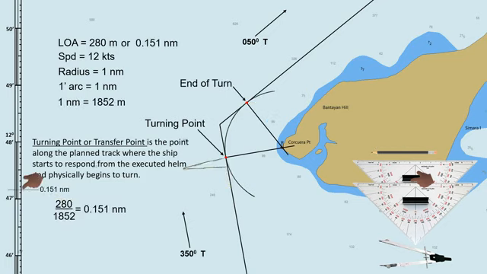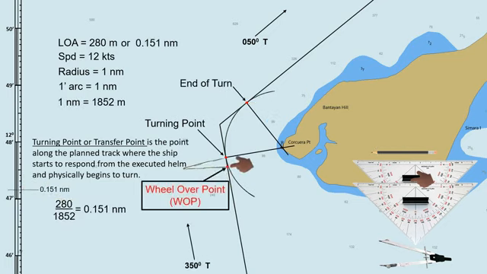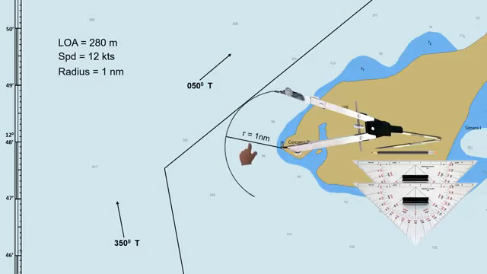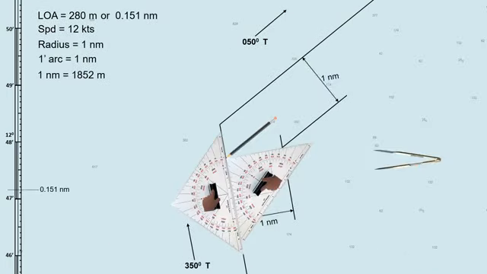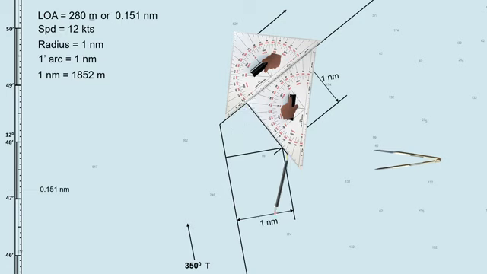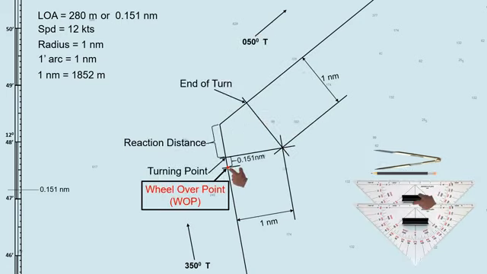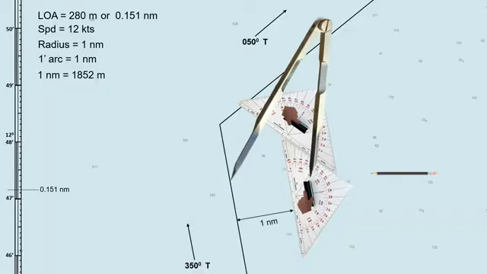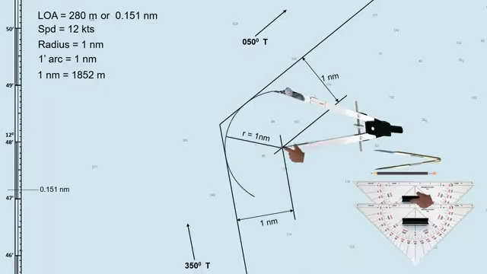There are factors to be considered to determine the wheelover point. Those are the ship's speed, turning radius, rate of turn, and the angle of the intended course change. This might be easy if you are using an ECDIS in making a passage plan, but in today's video, I will show you how to determine the wheelover point manually.